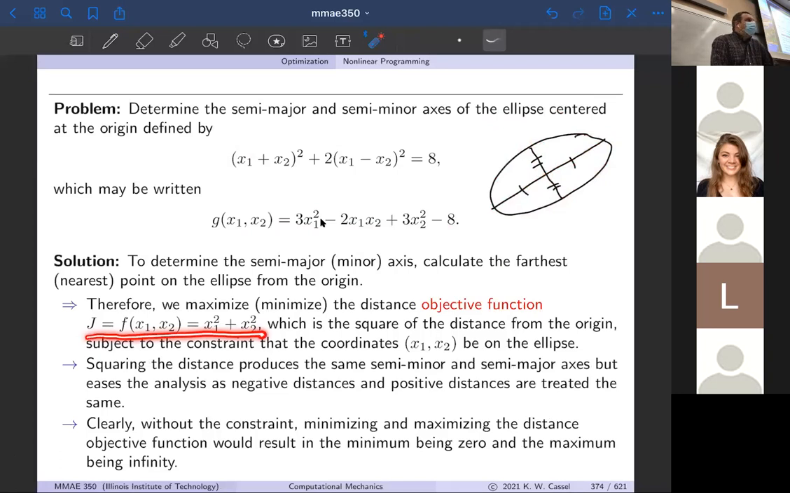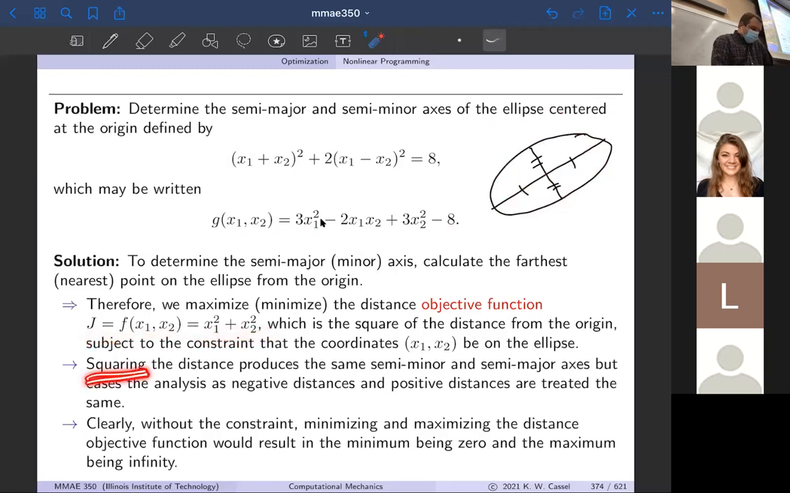Now you say, wait. The distance is the square root of x1 squared plus x2 squared. I'm going to get rid of the square root, which is perfectly fine. If I find the maximum and the minimum of the square of the distance, that's going to give me the same result as the minimum and maximum distances themselves. But then I don't have to worry about a square root when I do the derivatives and all that. So our objective function is the square of the distance from the origin, x1 squared plus x2 squared.